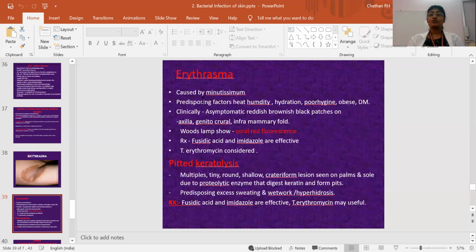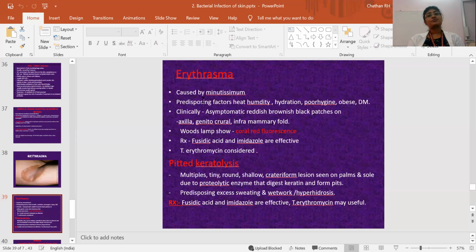Next, Wood's lamp examination. It is a side test which we do in the dermatology OP. There you can see coral red fluorescence, and this coral red color is because of the minutissimum bacteria, which emits a coral red color on Wood's lamp examination. Wood's lamp is the one which uses 365 nanometers of blue light.